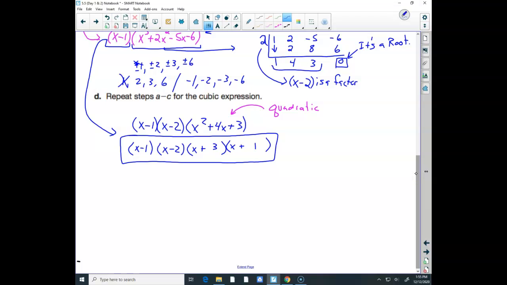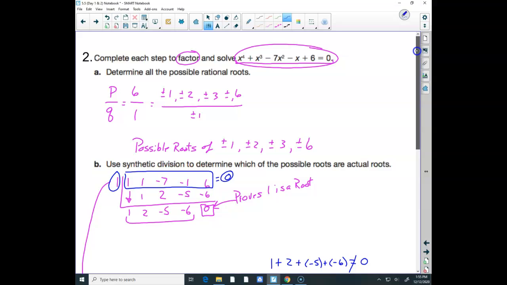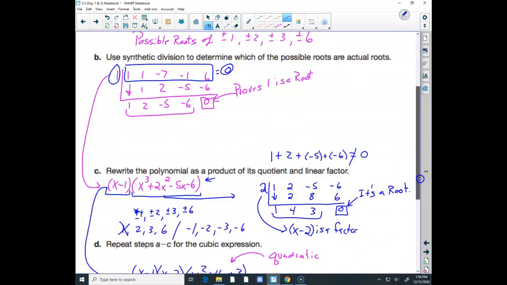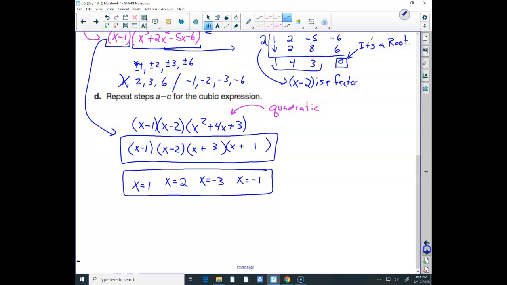So what do we do with that? Well, we completely factored it. So if we're going to complete each step to factor and solve, we have factored it, now we need to solve it. Okay, and if I solve it, I know my roots will be x equals 1, x equals 2, x equals -3, and x equals -1 are my solutions or roots. I have solved it, okay? A little bit of work in some of these here, right?